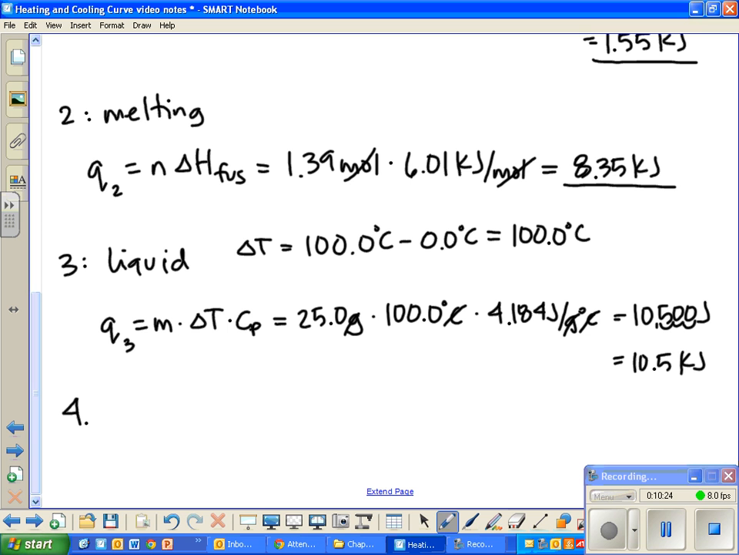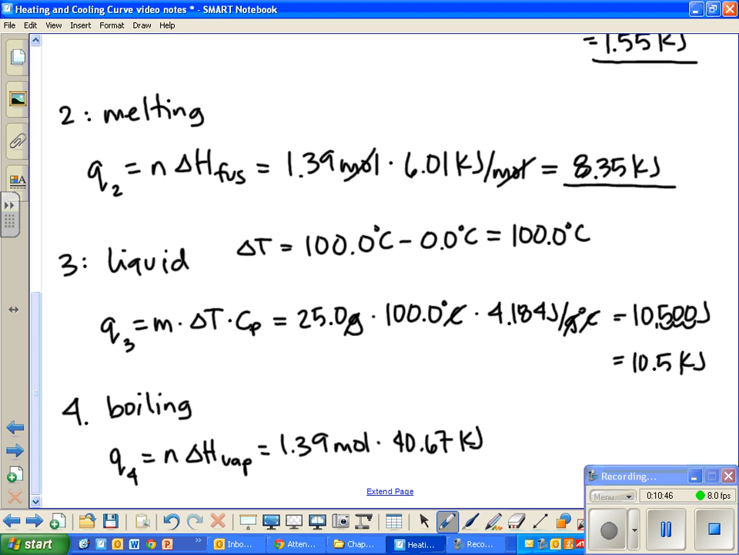Section 4, we're looking at boiling here, or vaporization. So we don't have a temperature change, so we're going to use Q4 equals n times the delta H of vaporization. So 1.39 moles times 40.67 kilojoules per mole. So here we get 56.5 kilojoules. Oops, I didn't underline these. So we've got 4. We're almost done.